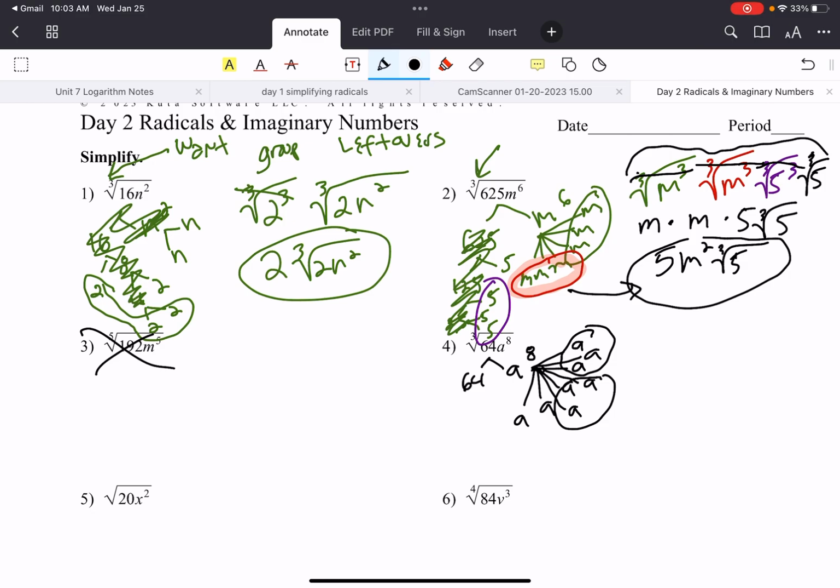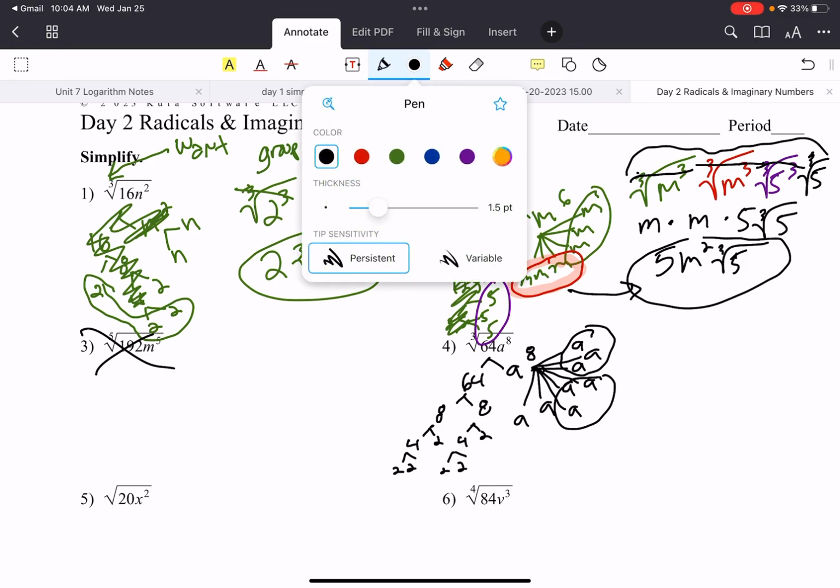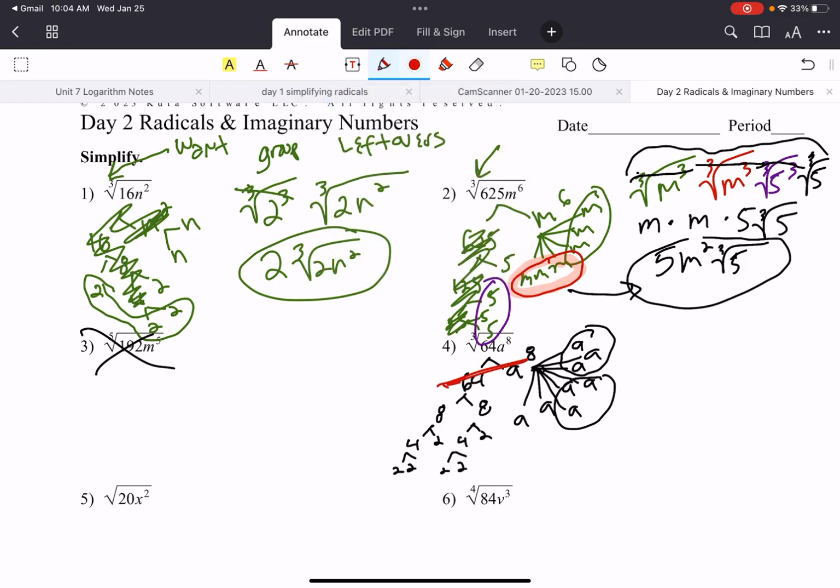Okay, now let's deal with our 64. 8 times 8. 4 times 2. And then 2 times 2. When there's a lot going on, I think it's a good idea to get rid of everything that isn't the bottom branch. Group together your 2's.